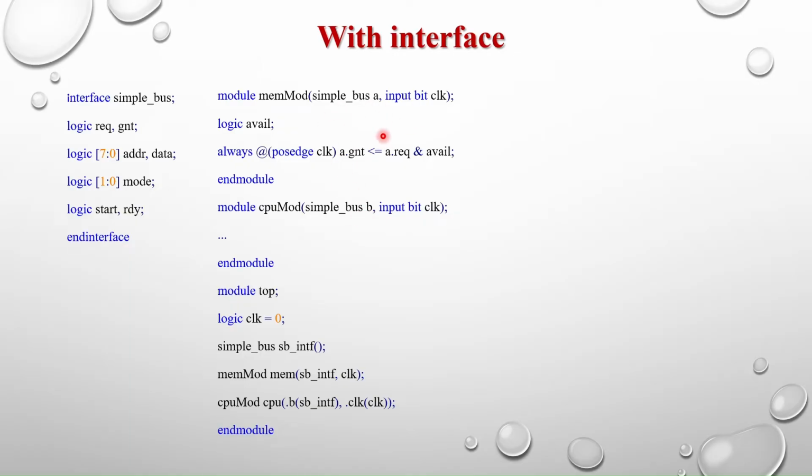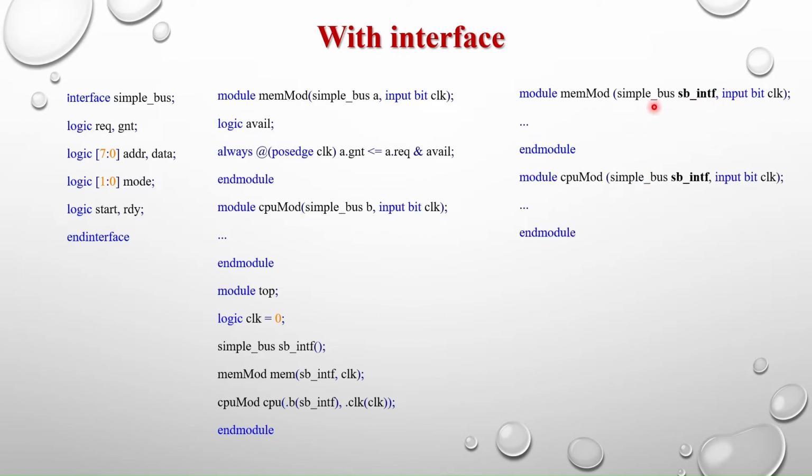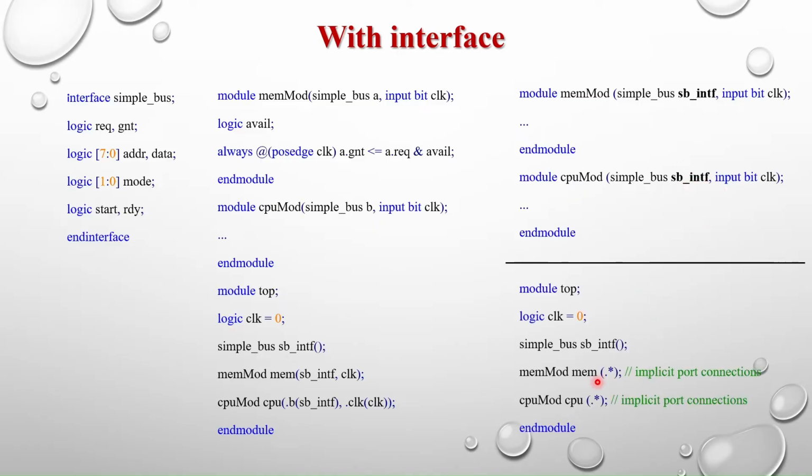So if you give the same name for the interface in both modules, then we can do the implicit port connection. And if you see here, I have given the name SB underscore interf for the simple bus interface, and for CPU mode also I have given the same name SB underscore interf. So in the top module, I can write dot star for implicit port connection. That means it will implicitly declare the signals. Okay, in order to perform implicit port connection, you should have the same name for the ports. Okay, so this is about the interface.